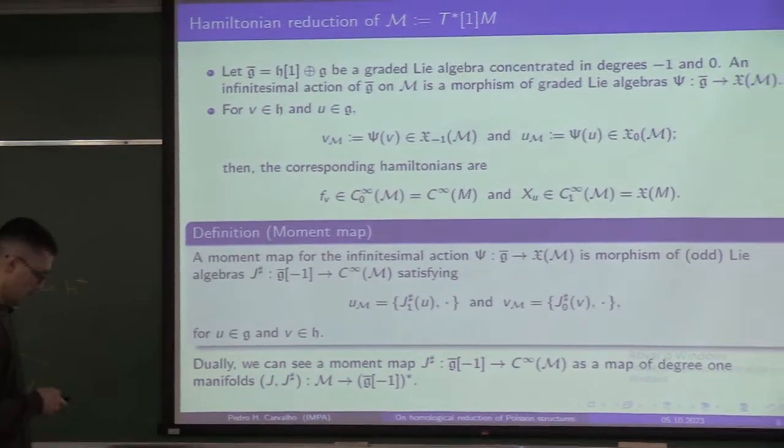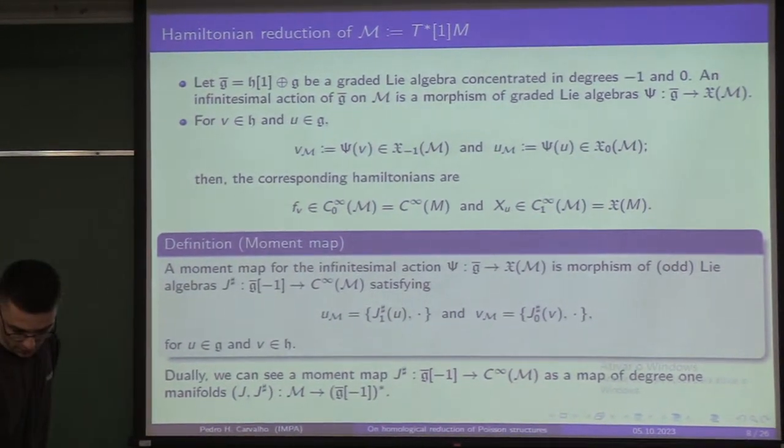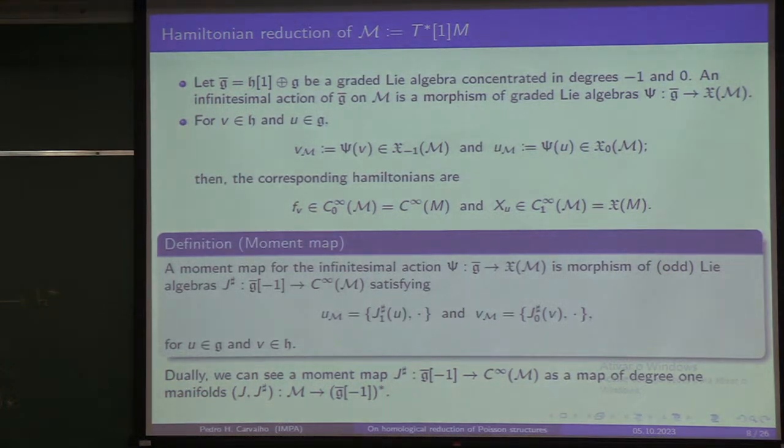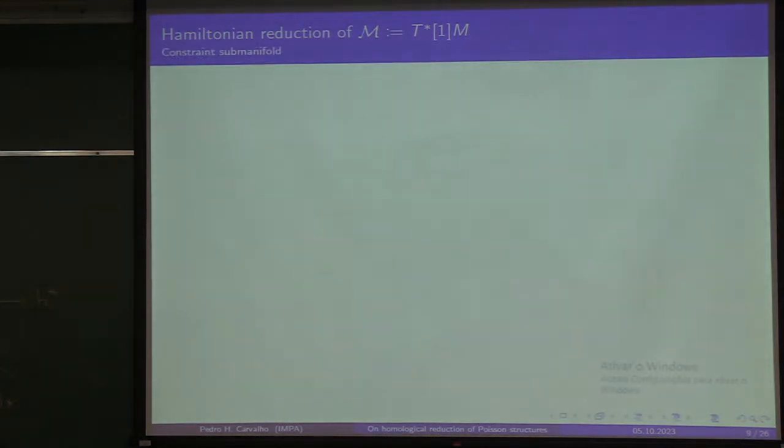So okay, good. Let's see how I'm going time-wise. Okay, so this is what a Hamiltonian action is in this graded context, okay? So what's the constraint submanifold, right? Now that you have the map, you can look at it and see what you have. So let's do that. So the constraint submanifold, see here I'm using this notation, I'm taking the pre-image of 0, okay?